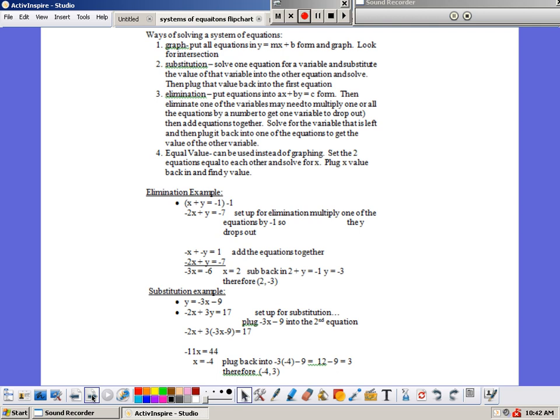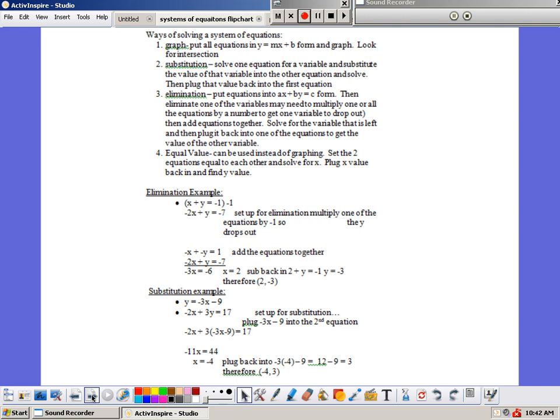Or we're going to do elimination. We're going to put equations into standard form, ax plus by equals c, and then we're going to eliminate one of the variables, and we may need to multiply one or both of the equations by a number to get the variable to drop out. And we're going to add the equations together, solve for the variable that's left, plug it back into one of the two equations, and get the other variable.